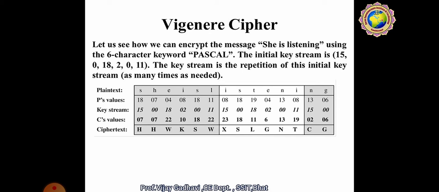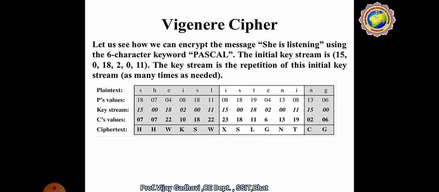Here let us see how we can encrypt a message. Suppose we are encrypting using the 6-character keyword Pascal. The initial key stream is 15, 0, 18, 2, 0 and 11. The key stream is the repetition of this initial key stream as many times as needed. See here you can see the plain text, C is listening. Now the value of P, identify the numerical value, the key stream value of C, and then you can get the ciphertext.